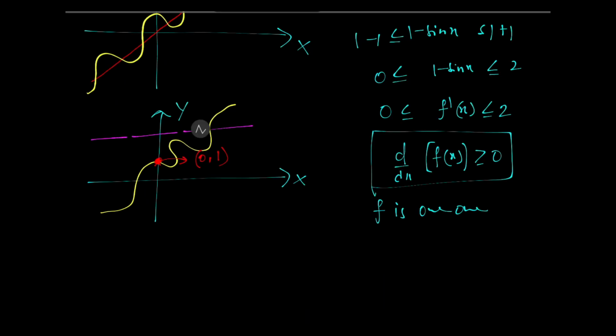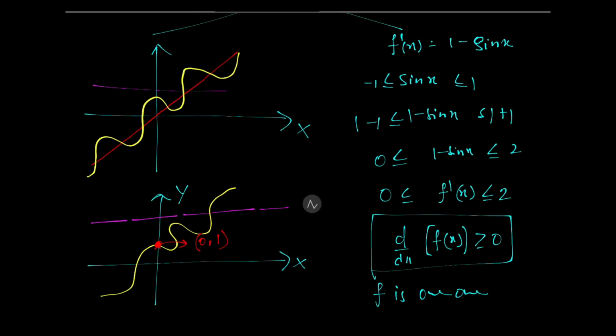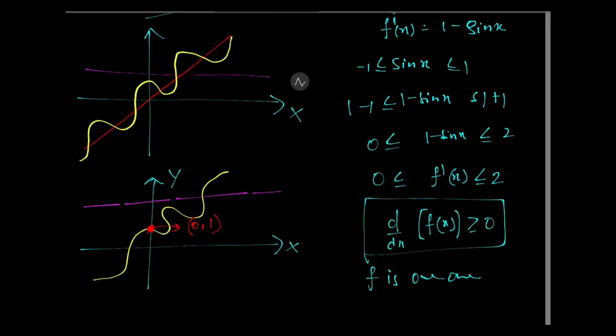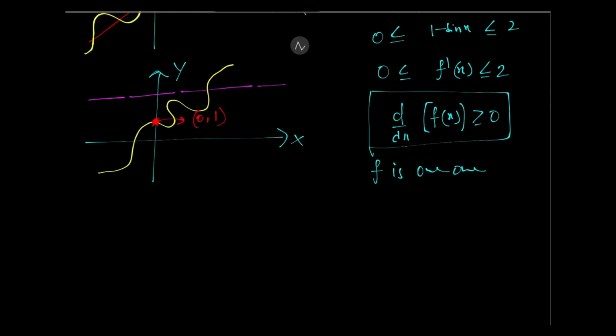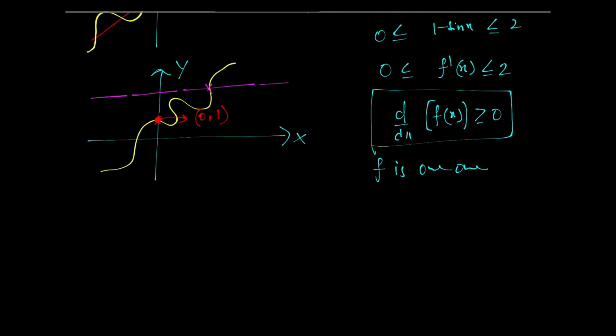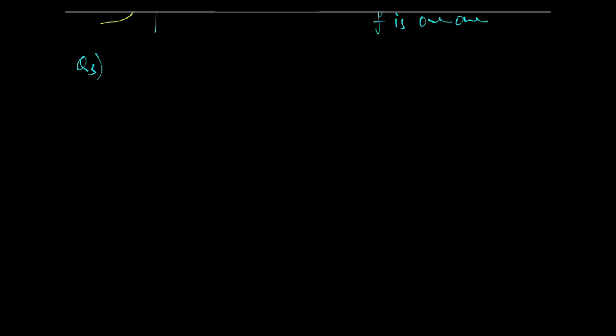I have drawn this one a little differently, but if I drop a horizontal line test like this, definitely this function f of x is cutting the horizontal line only once. So still I can say the function f of x is a one-one function. The function f of x is a one-one function. Let's look at question number 3.